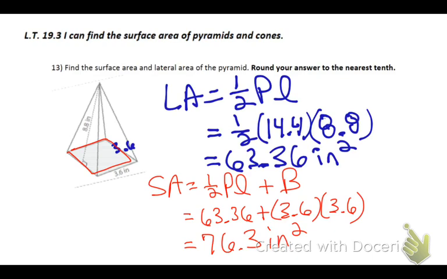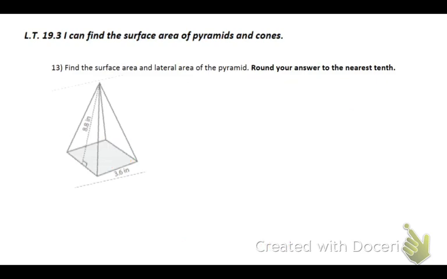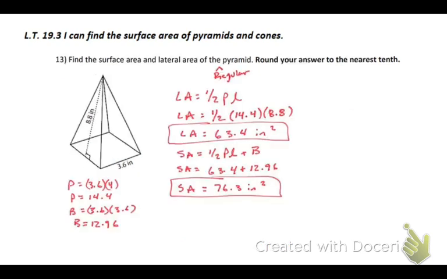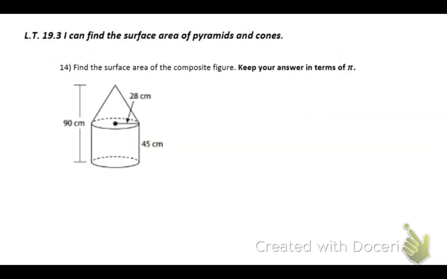So I need to go back to this one and fix it. So this one, I should round it to 63.4 square inches. See that? The 6 rounds up, rounds the 3 up to a 4. All right, let's see how we did here. All right, looks good. I'll include that slide.